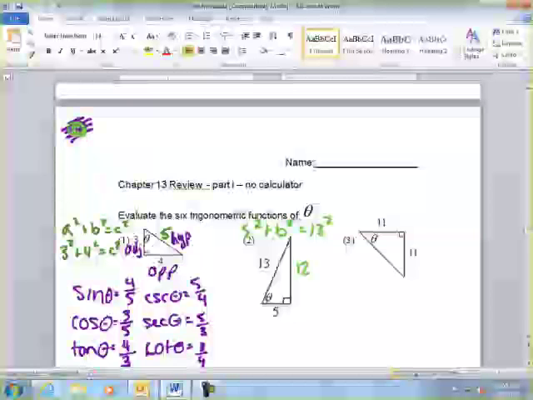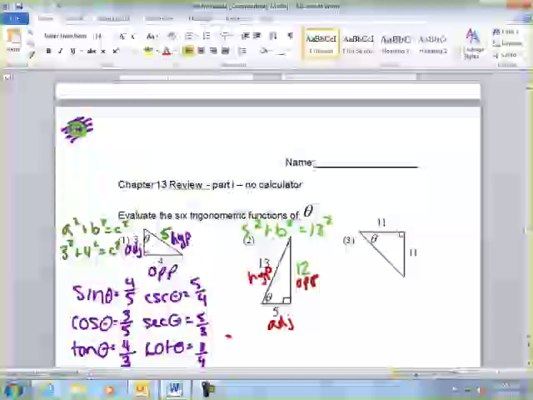5, 12, 13 is also a pretty special triangle. Again, not something that you have to memorize, but if you learn to recognize it, it'll save you time and possibly miscalculations because you won't have to do the Pythagorean theorem on it. 5 is the adjacent, 12 is the opposite, and 13 is the hypotenuse.